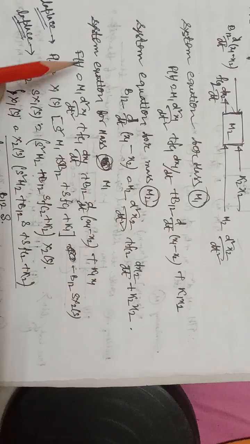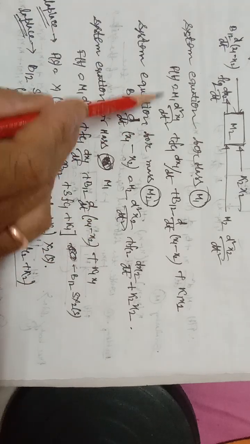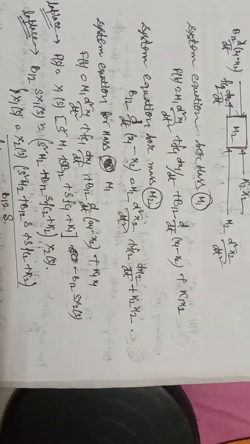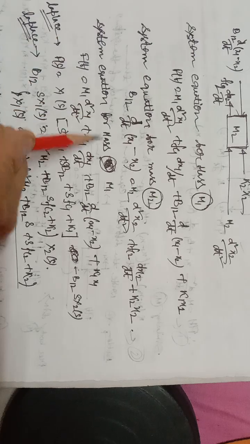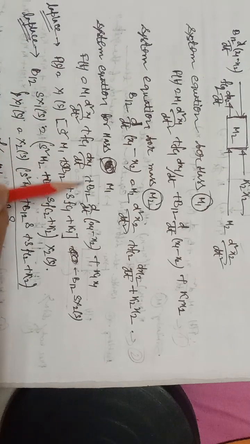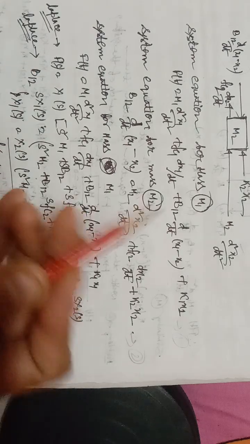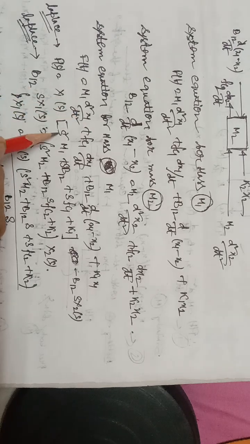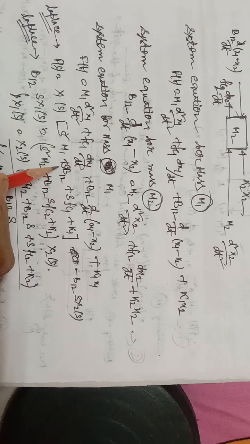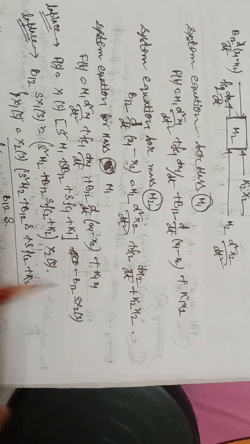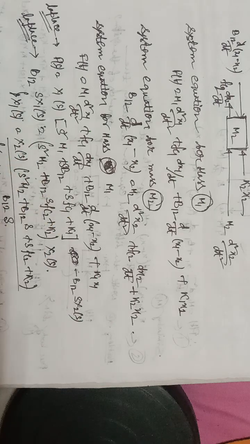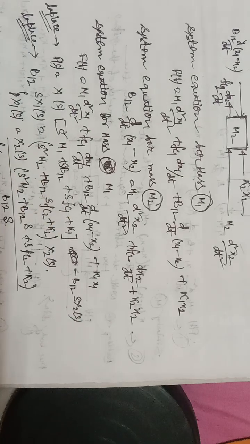So this one is your equation 1 and this is your equation 2. Now from the system equations for mass m1 and m2, this is for the s domain, so you have to consider the s domain. Here a double derivative, so s square is considered, a single derivative gives a single s, and for no derivative no s term comes. Now from these two equations you have to eliminate the term x1 and find X2(s) by F(s). So this is your required transfer function.